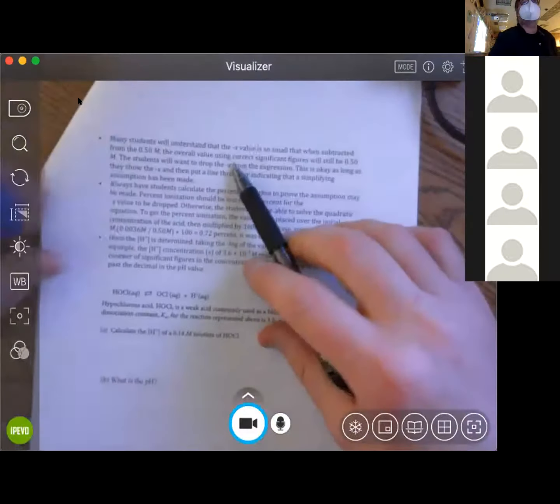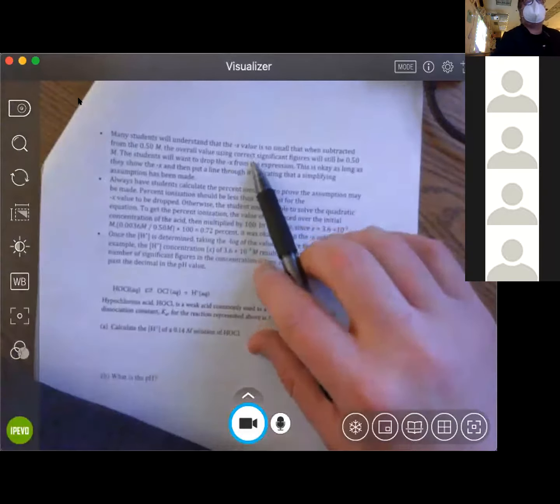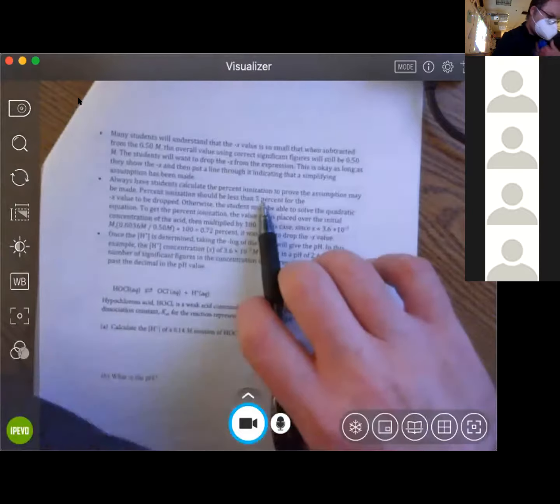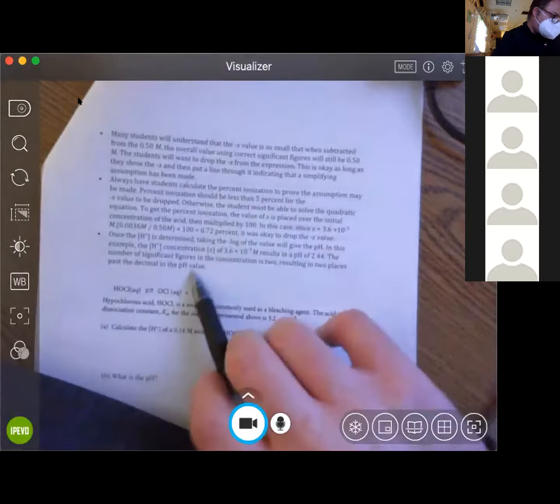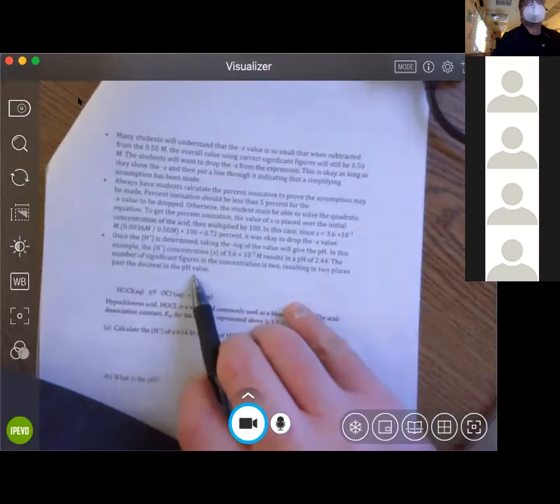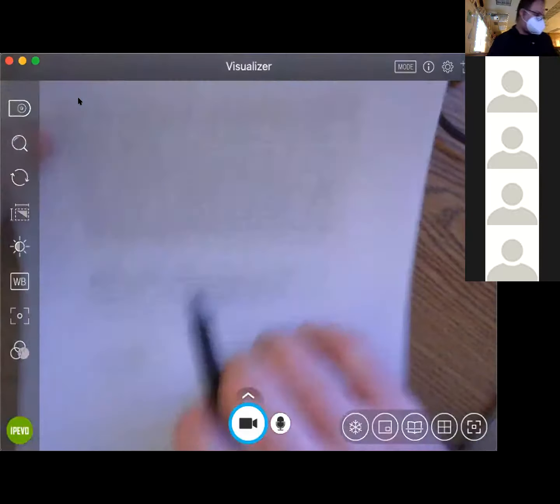A recap of this. Again, this is the reasoning why we can drop that x through the subtraction. You can't do that through multiplication. Keep that in mind. And the 5% rule, we just taught that. Oh, and there's the two places plus the decimal.